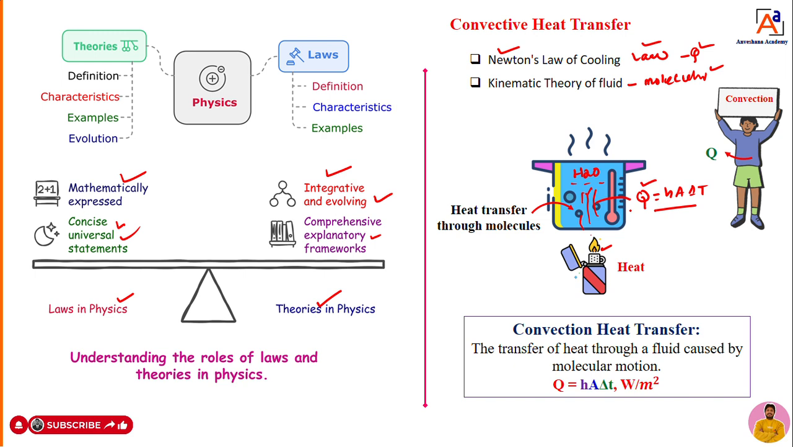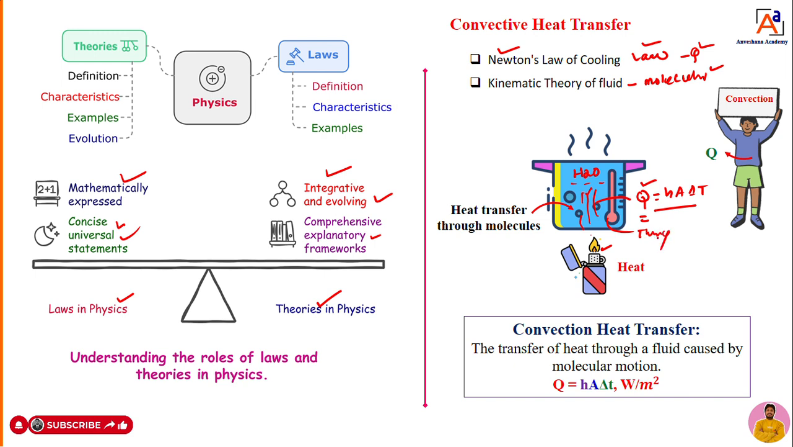What is this Newton's law actually doing here? It will tell us how much heat is getting transferred. That's it. But why is the heat getting transferred? It will not explain. To understand that, theory will come in. Why is the heat getting transferred? Heat is getting transferred because of molecular motion, molecular energy transfer. That is explained by theory.